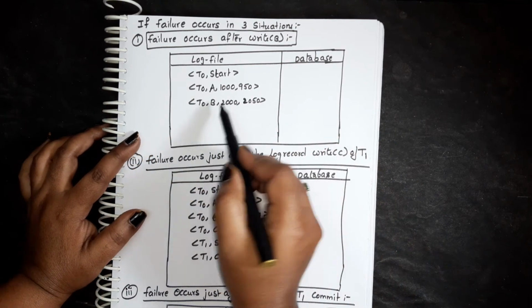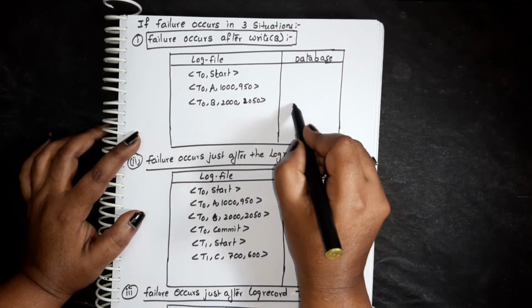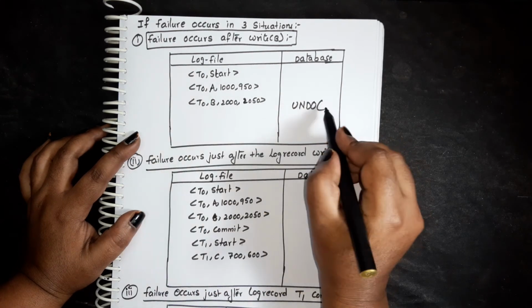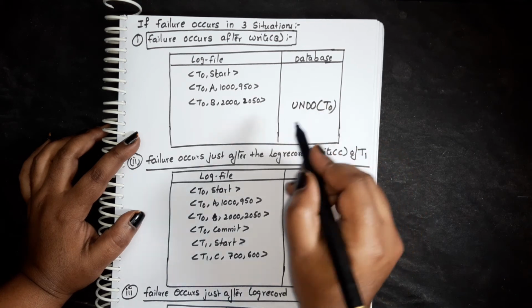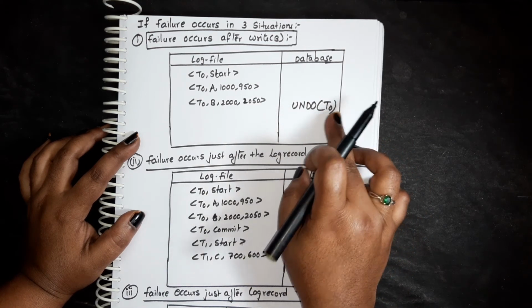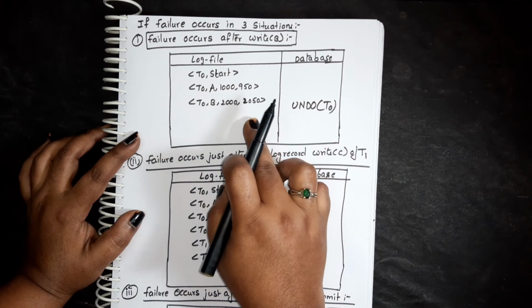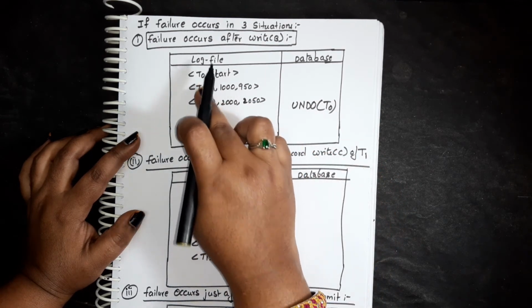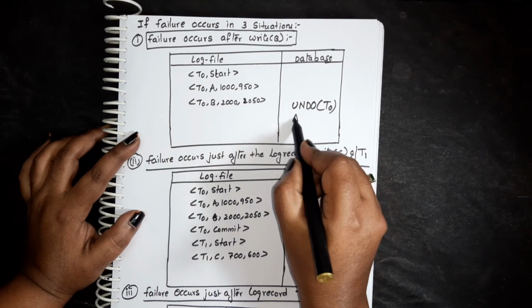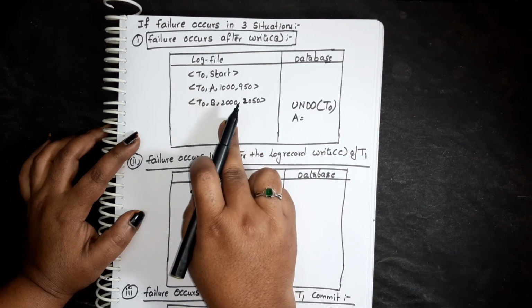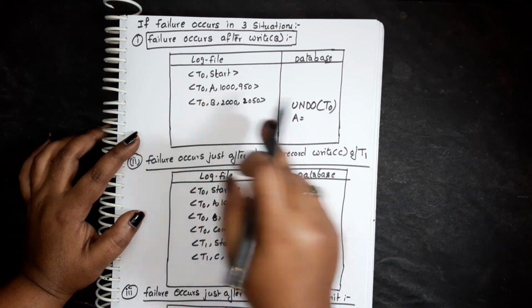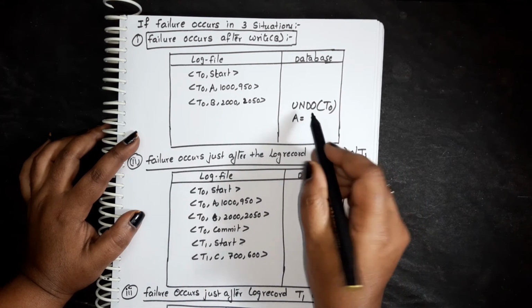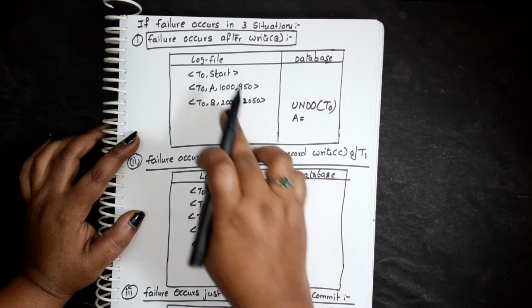If there is no commit, that means you are going to perform the undo operation. Undo of which transaction? The transaction is T0. Undo means restoring the database values with the initial values, the old values. T0 reads both A and B and performs write operations, but has not yet committed. So you are going to execute the undo operation of transaction T0.